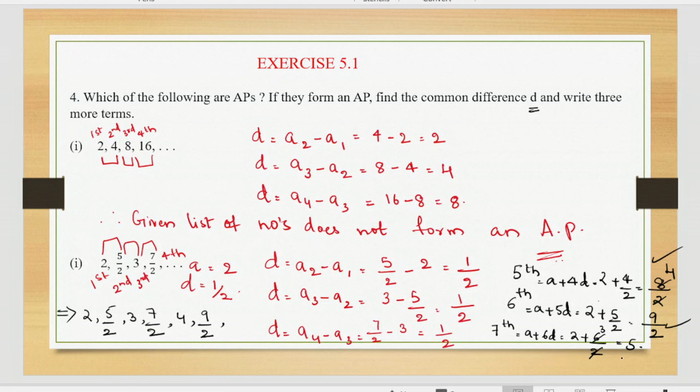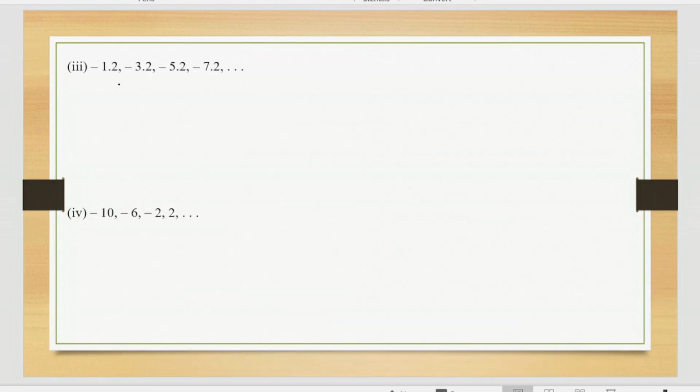And the seventh term is 5. Okay. So this is how we solve the problem. So let us see the third question.